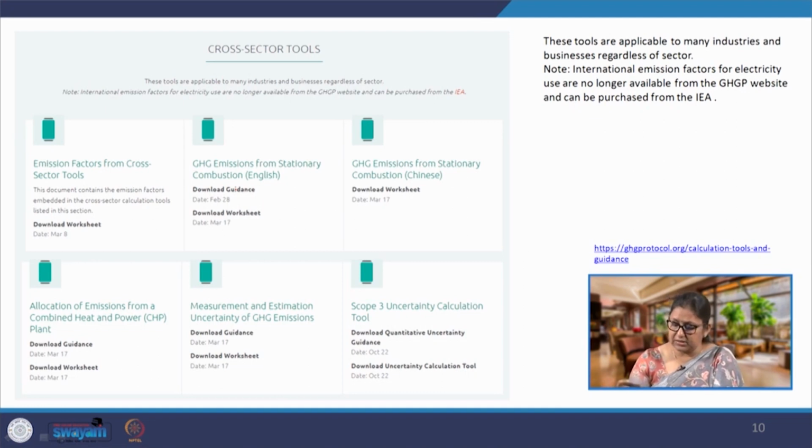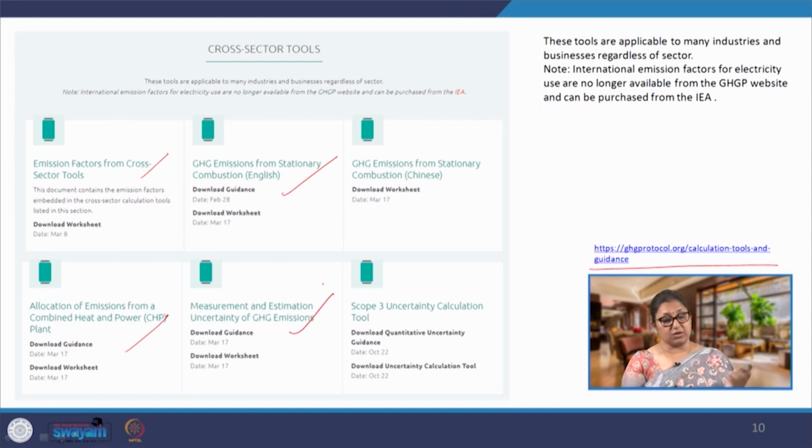You can look at the web page of the GHG protocol, and there you would find, for example, cross sector tools. This one is for stationary combustion, but it is valid across the sectors. This particular one is emissions from combined heat and power. This is for uncertainty of GHG emissions. How can we measure and estimate the uncertainty of GHG emissions? That also requires a separate calculation. So, all these tools are available under the cross sector tools.